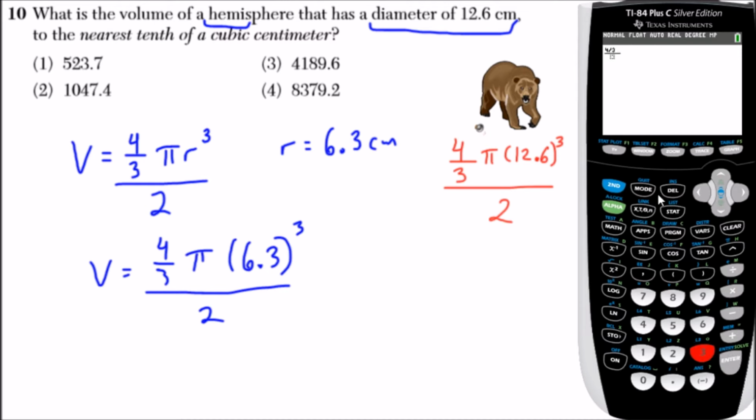So we have 4/3 pi is second, and then this caret up arrow button, and then we have 6.3. So 6.3, we hit the up arrow to the third power, and this is all over 2. So to the nearest tenth, this is going to work out to 523.7. So for question 10, we have 523.7 cubic centimeters, but in the multiple choice, we're not worrying about the units.